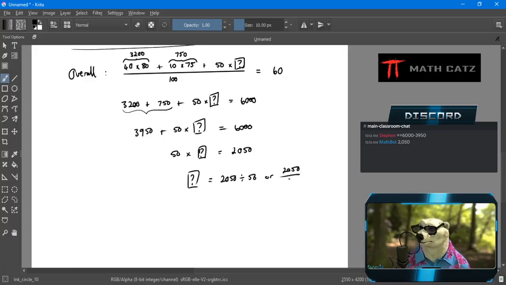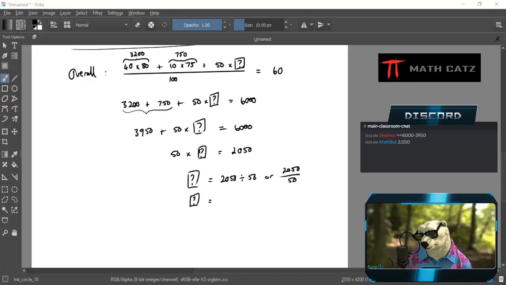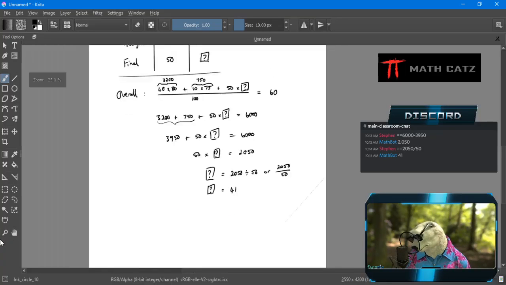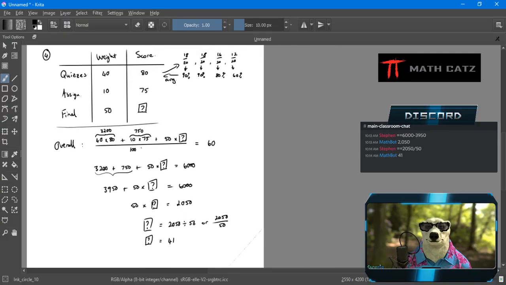Then we divide both sides by 50, so we can write that as a division, or we could write that as a fraction, whatever works for you. So question mark in a box, let's show it in chat, use your calculator, do it in your head, whatever you prefer. 2,050 divided by 50. The numbers are nice enough, so 41. Now let me zoom out. What does that 41 mean? This is 41%.